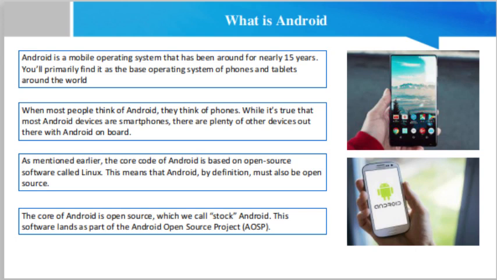Where you will find Android, from phones to smartwatches. When most people think of Android, they think of phones. While it's true that most Android devices are smartphones, there are plenty of other devices out there with Android on board. Tablets are the most obvious secondary Android device. After all, they are just big phones in many respects. Android also appears on smartwatches. If you own a watch that runs on Wear OS, that is an Android based operating system.